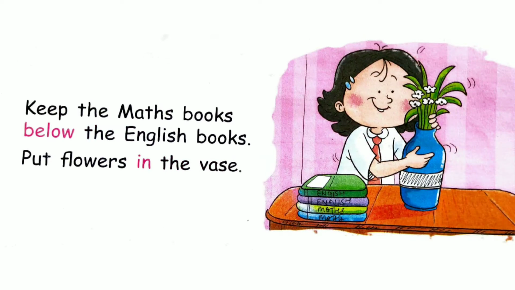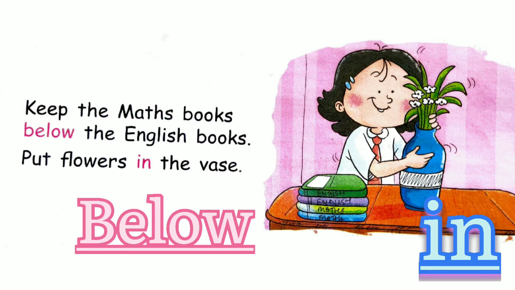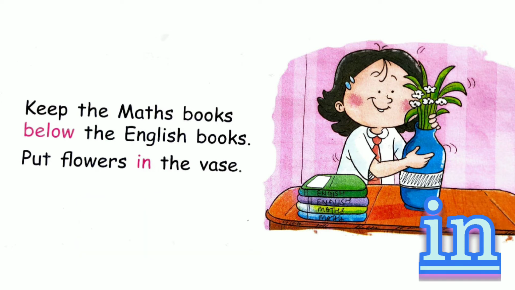Here, keep the maths books below the English books. Put flowers in the vase. Where are the maths books kept? The maths books are kept below the English books. And where are the flowers? Flowers are in the vase. Here the position of the maths books is below the English books, and the position of the flowers is in the vase.